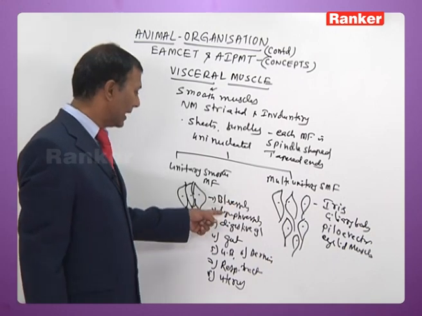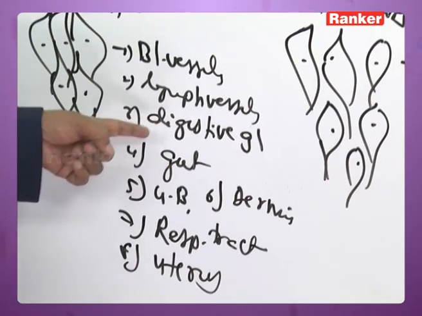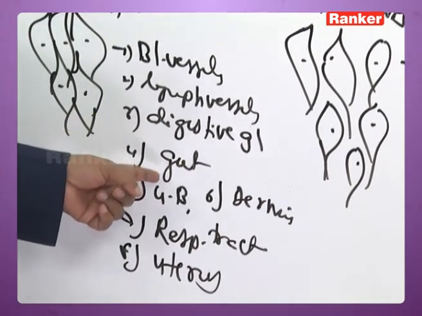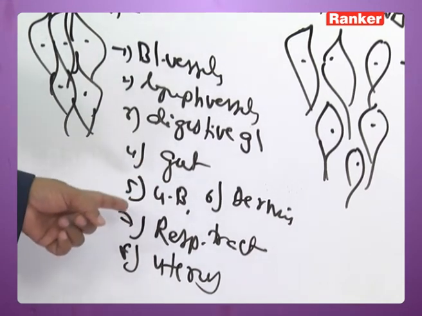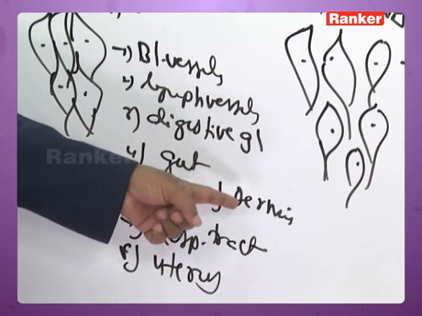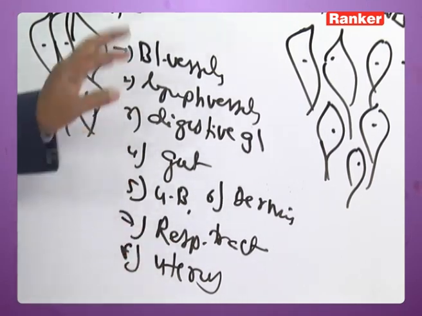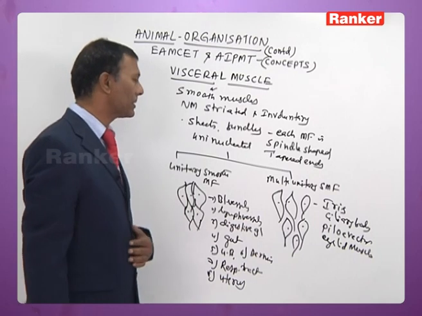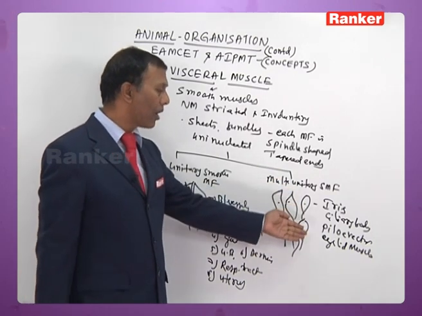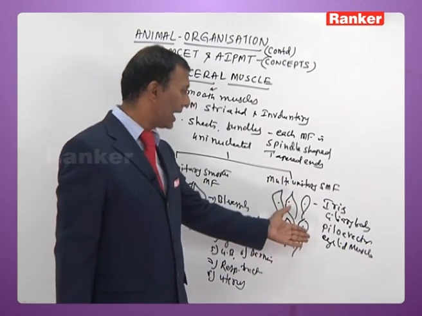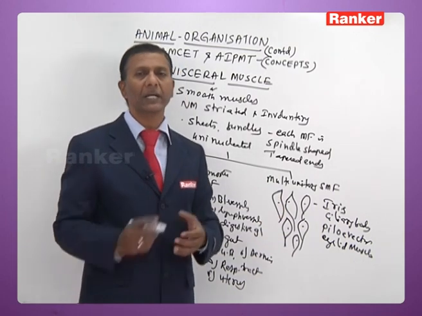Blood vessels, lymph vessels, digestive glands and their ducts, alimentary canal, that is gut, from the mid part of the esophagus to rectum, urinary bladder, dermis of skin, respiratory tract, then uterus, all of them are of unitary smooth muscle type, whereas iris, ciliary body, piloerector muscles and eyelid muscles are of multi-unitary smooth muscle type.